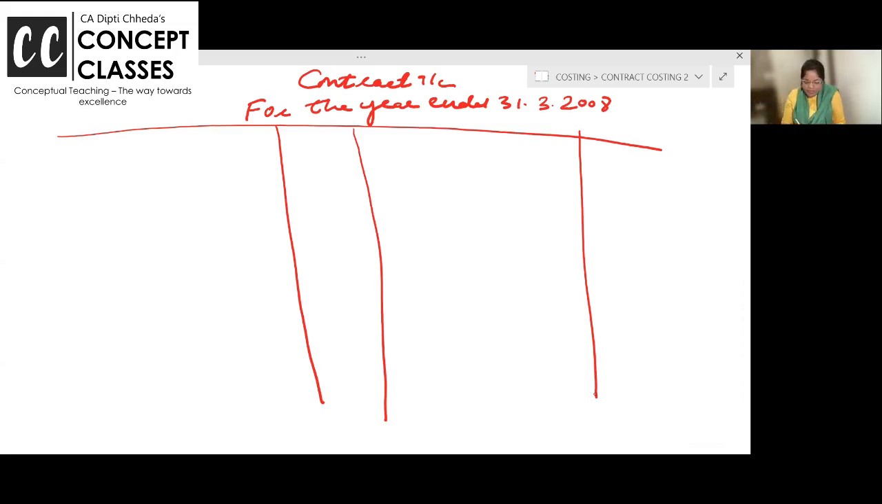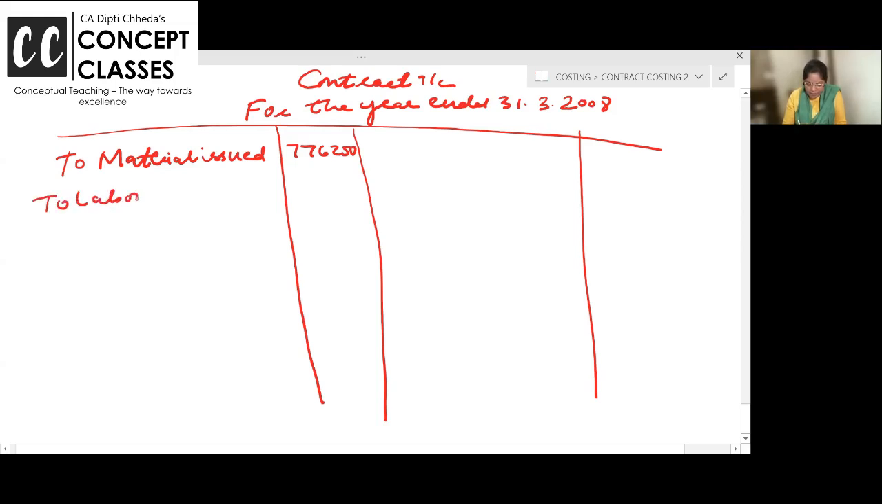So first is the debit side, material issued. How much is material issued? 776,250. Next is labor. Inside labor, I am not making a separate working note. I am doing the working here only. Paid: 517,500 you have paid.